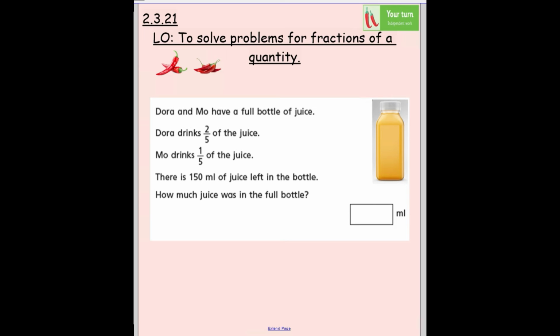Dora and Mo have a full bottle of juice. Dora drinks 2/5 of the juice. Mo drinks 1/5 of the juice. There is 150 millilitres of juice left in the bottle. How much juice was there in the full bottle? And then you can write the answer in millilitres. Use a bar model to help you.